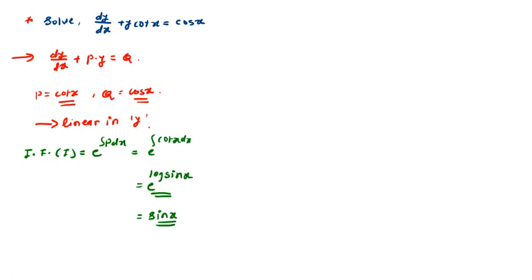What rule have I used here? The rule is: e to the power log of anything, suppose I take this as a, its value will be equal to a. So e to the power log of sin x, what will be its value? Only sin x. So finally, once you get the integrating factor, you can find its solution.